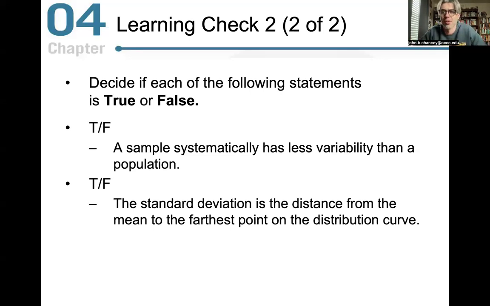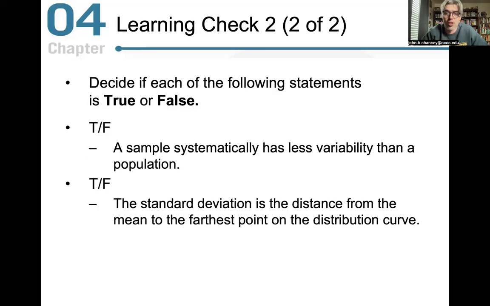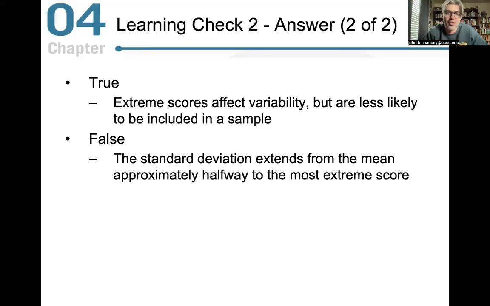Let's take a look at the answers. Here we go. First one is true. Extreme scores do affect variability, but they are less likely to be included in our sample. And then false: the standard deviation extends from the mean approximately halfway to the most extreme scores. So not the furthest point in this case.